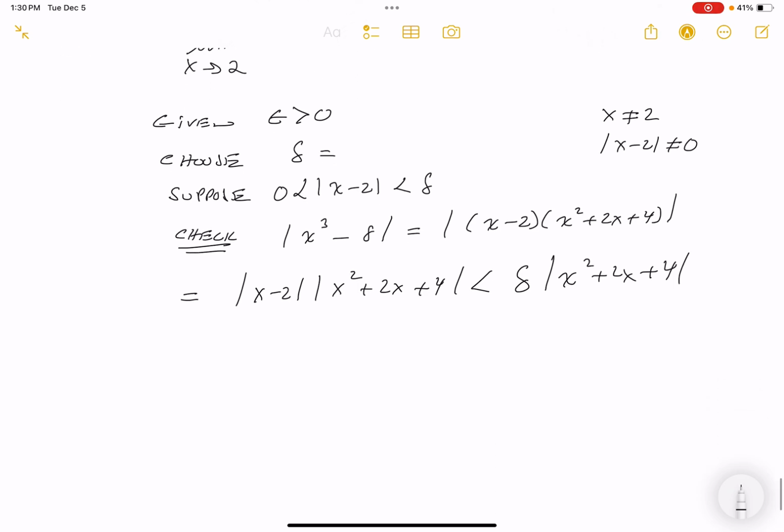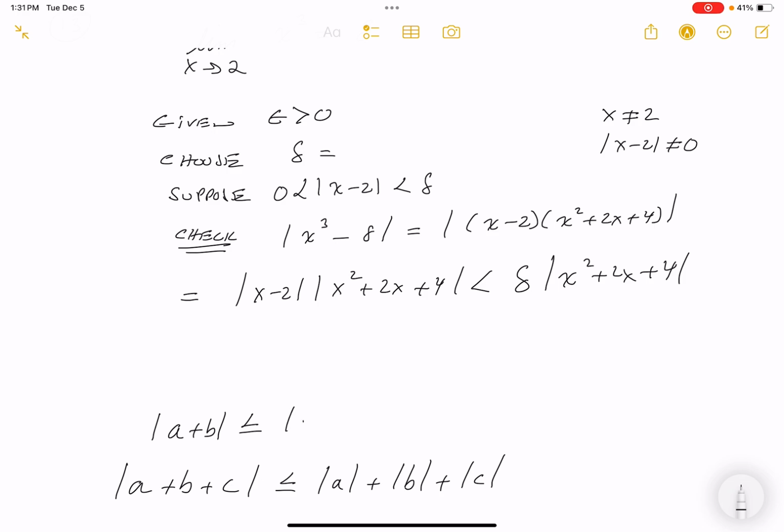What I'm going to say is I have an addition problem. If you took an addition like a plus b plus c and took the absolute value of it, this is guaranteed to be less than or equal to the absolute value of a plus the absolute value of b plus the absolute value of c. Typically you see the triangle inequality as a plus b less than or equal to the absolute value of a plus the absolute value of b. I'm just extending it. So let's write this down. If this is true, I can write down that this is less than or equal to delta.